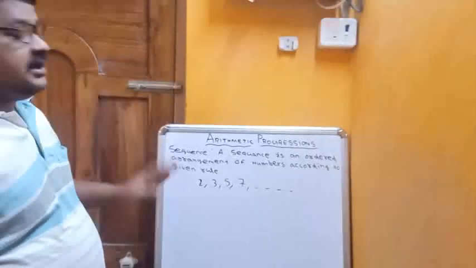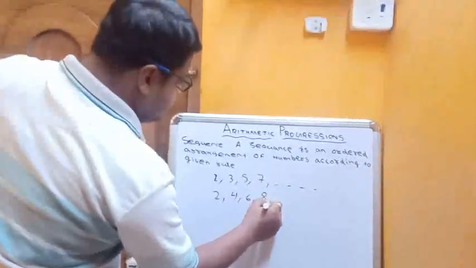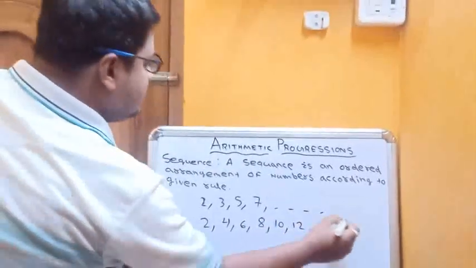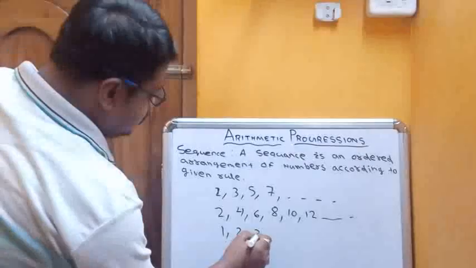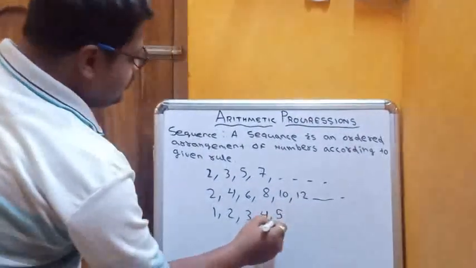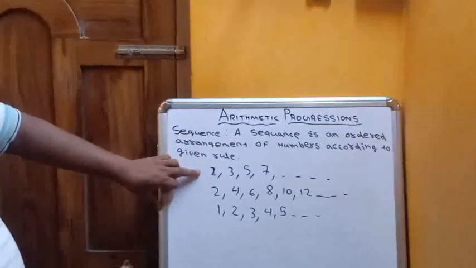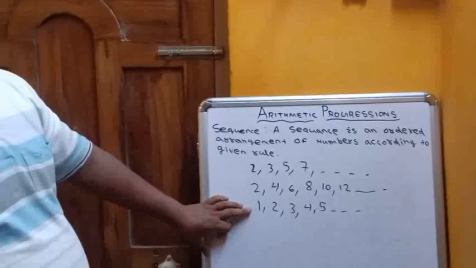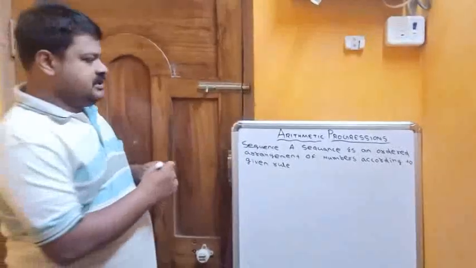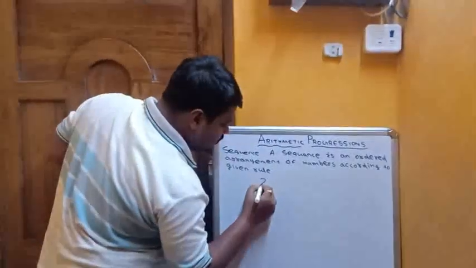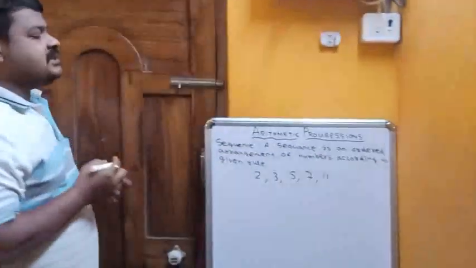If I want to write even numbers: 2, 4, 6, 8, 10, 12. These are the sequence of even numbers. Can I write natural numbers also? 1, 2, 3, 4, 5. So a sequence follows a certain rule: this one is prime numbers, this one is even numbers, this one is natural numbers. The given sequence 2, 3, 5, 7, 11 is the sequence of prime numbers.